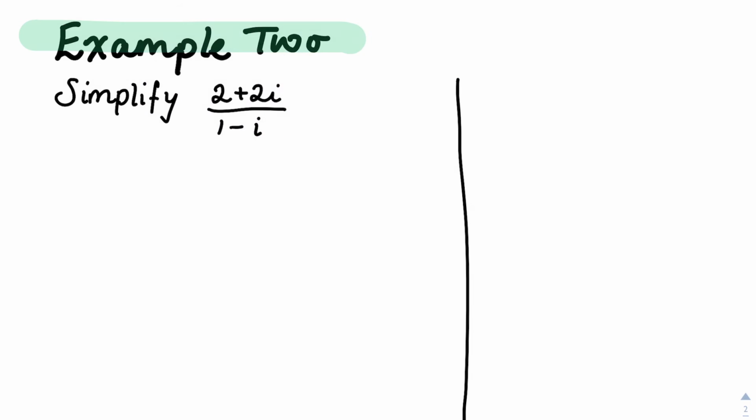In this question, we're being asked to simplify 2 plus 2i over 1 minus i. The first thing I'm going to do is pop a set of parentheses around both the numerator and the denominator. Next, we need to multiply both the numerator and the denominator by the conjugate of the denominator. Since our denominator is 1 minus i, the conjugate is 1 plus i. Let's rewrite this.